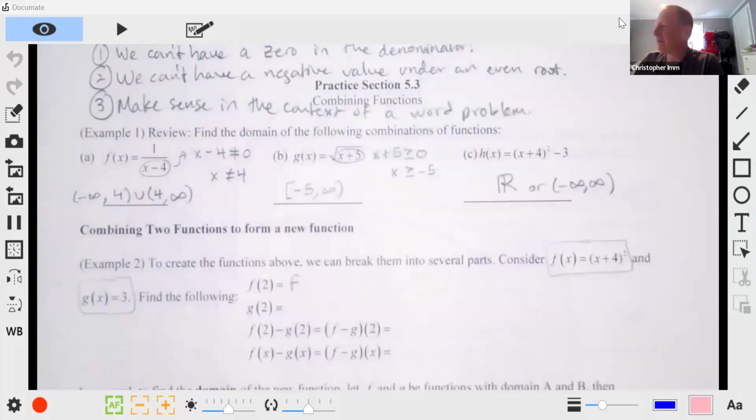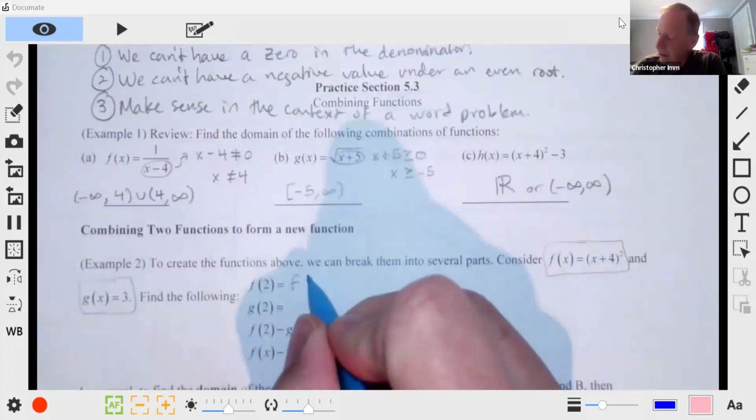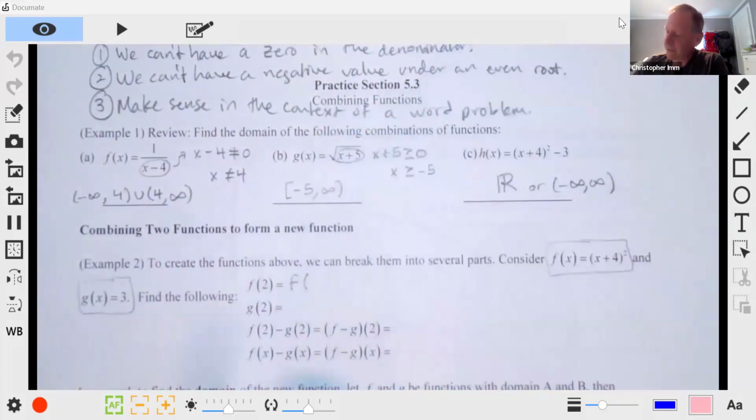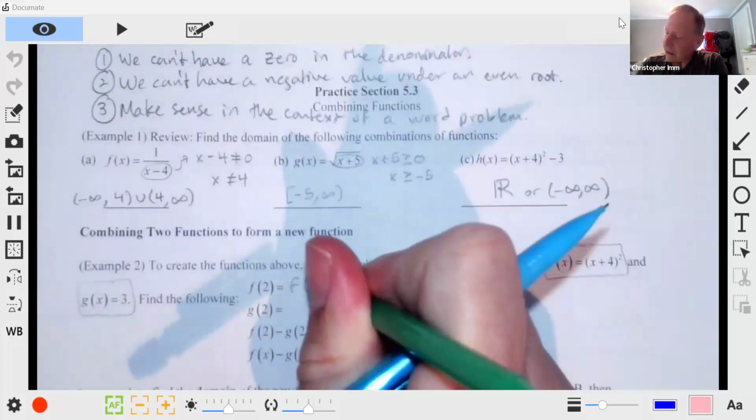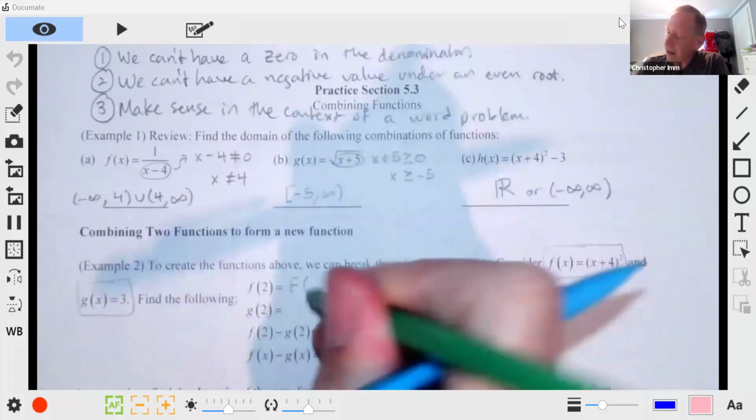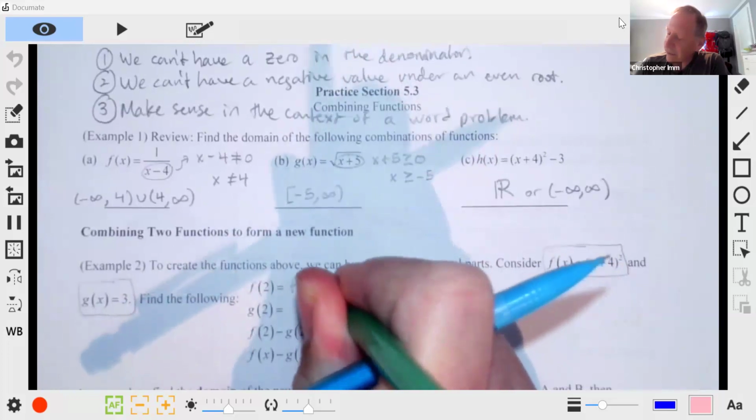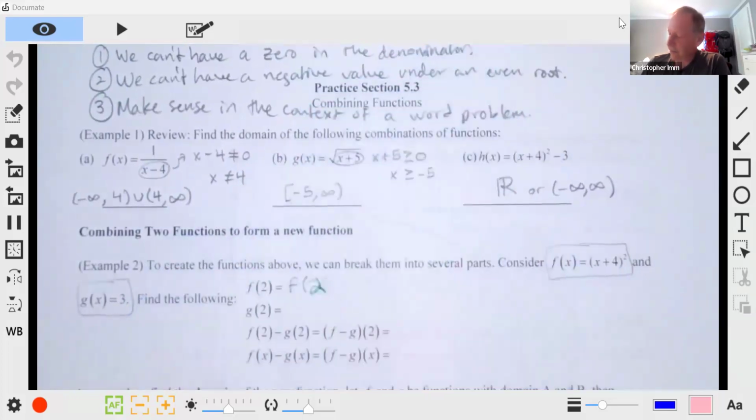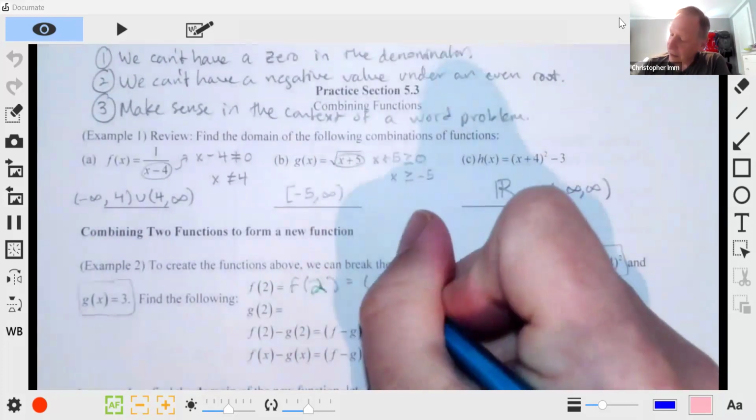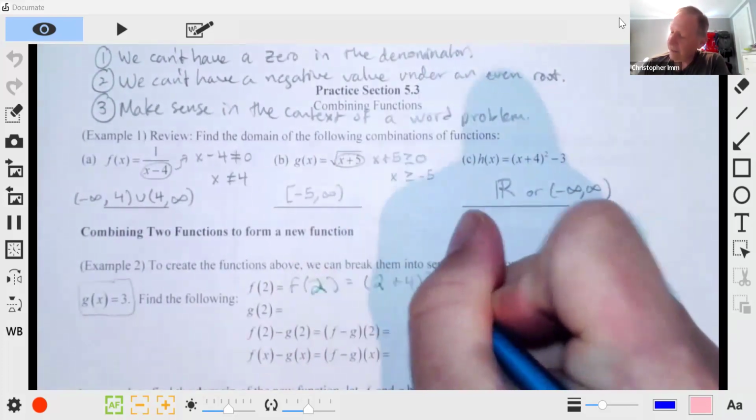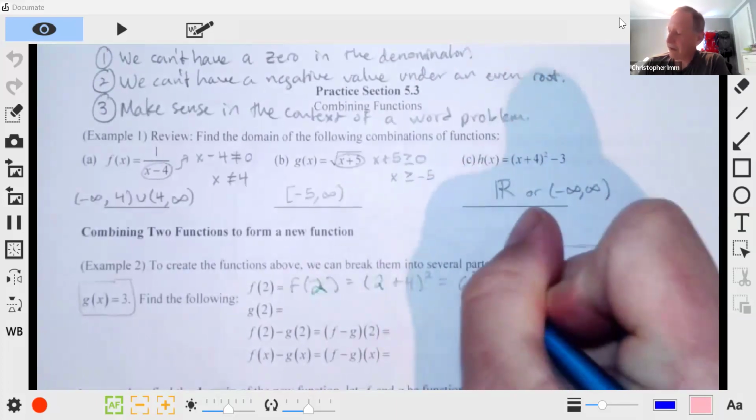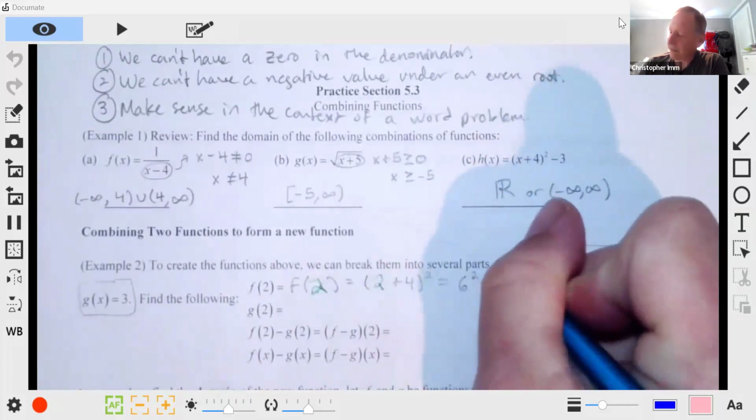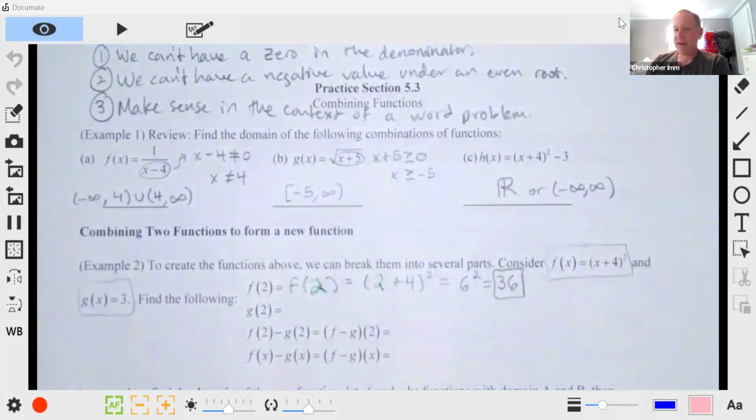So let me see if I can illustrate this with color. So f of 2 means I'm going to go to that f function, and whenever I see an x, I'm going to plug in 2. There we go. So I have parentheses 2 plus 4 squared. Let's do what's in parentheses first. Square it, we get 36. So we just get a value for a function out.